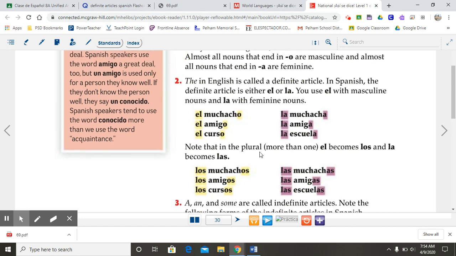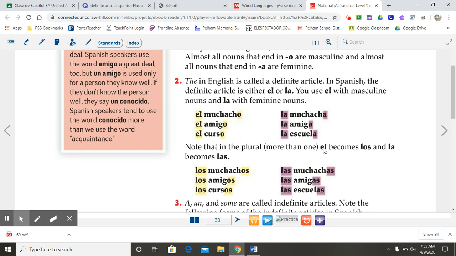It says note that in the plural, more than one, so if you're talking about more than one object or one thing or one person, these words also become plural. So in English, you really just have to think about this word one time, whether it's singular or plural. Whether one object or more than one, you still use only the word the: the boy, the boys, the girl, the girls. In Spanish, you have to think about the gender first, and then you have to think about singular or plural. So let's take a look.